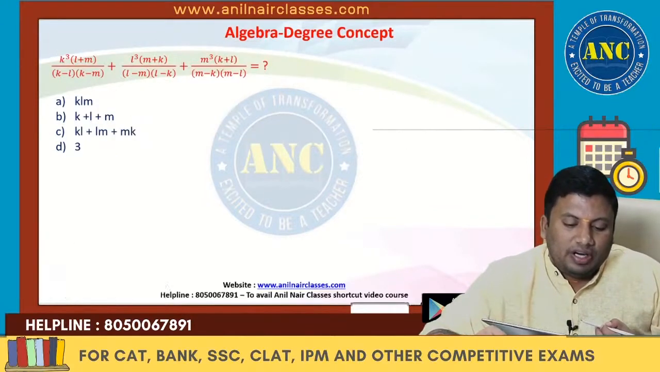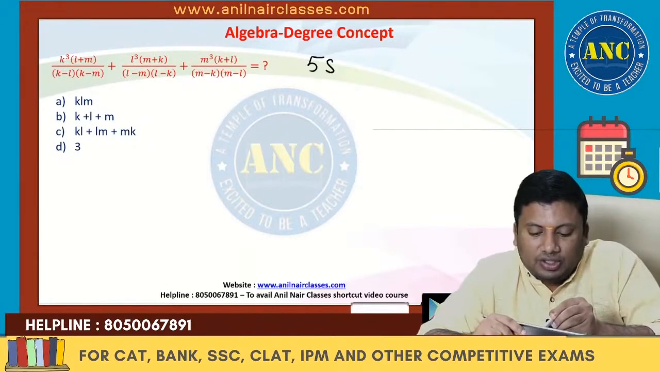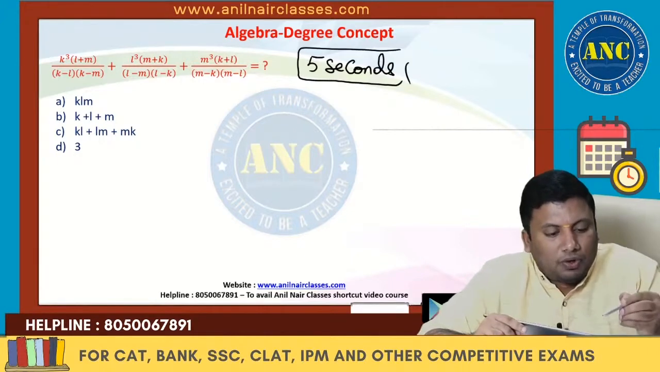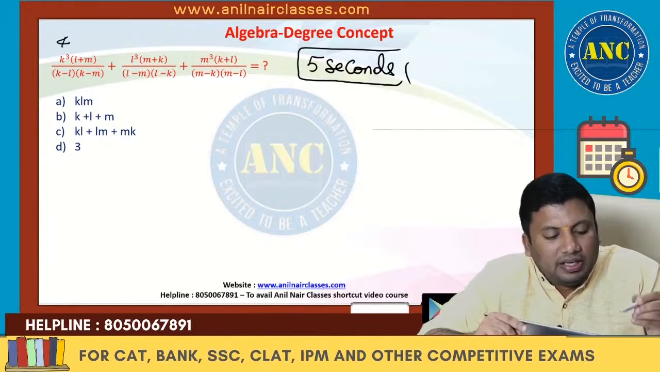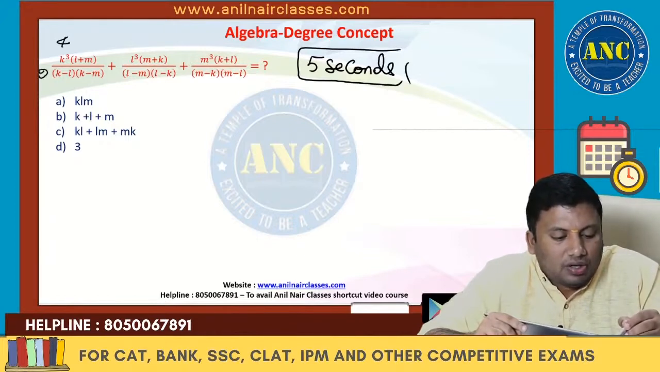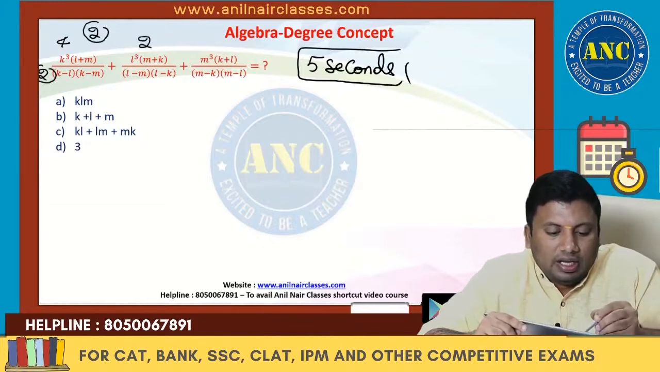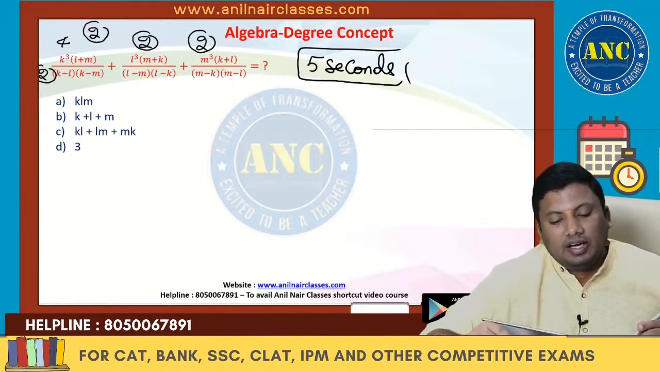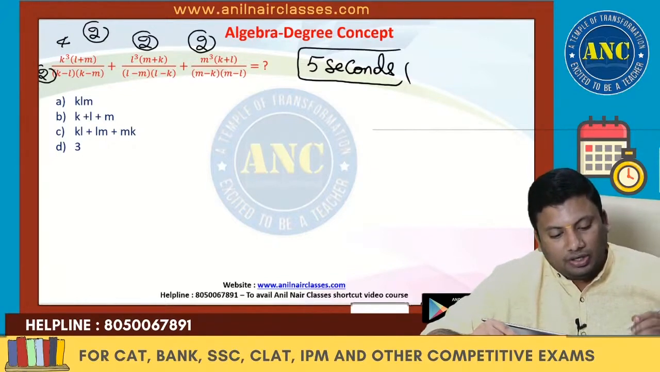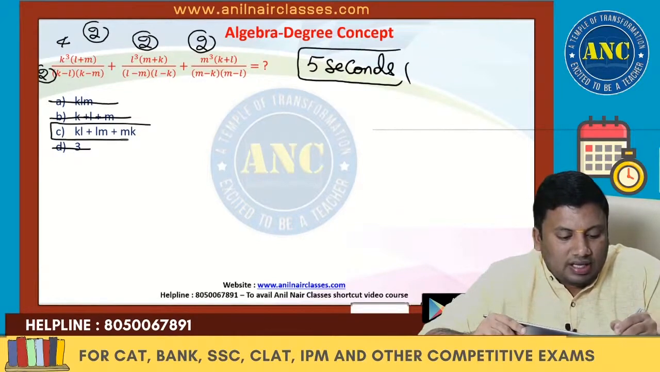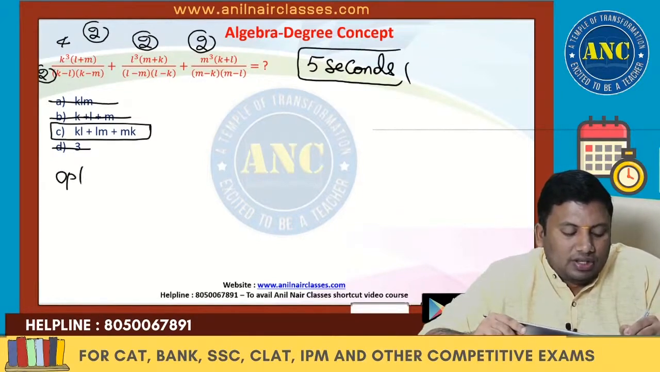Once you have understood the approach, this question will take 5 seconds to solve. 3 plus 1, degree is 4. K square is also 2. 4 minus 2 is nothing but 2. It is also 2, and it is also 2. Highest degree of 2, 2, 2: answer should be 2. This is degree 3, degree 1, constant. So the answer is option C. Just by looking at the question itself, you will get to know.